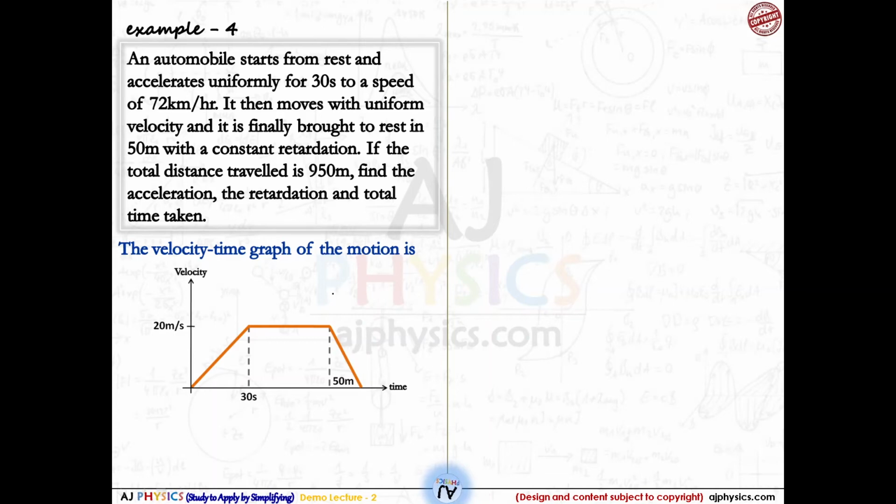Okay. Now for the first 30 seconds, like for this interval, it is accelerating. So you have all the data. U is 0, V is 20, time is 30. Now you can calculate the acceleration, that will be V minus U divided by T. So this should be 2 by 3 in the first case. Fine.